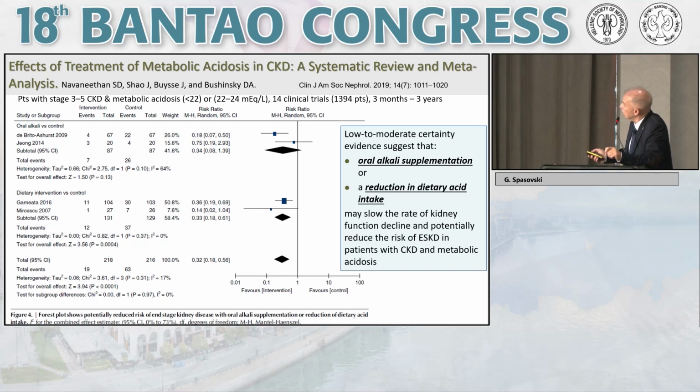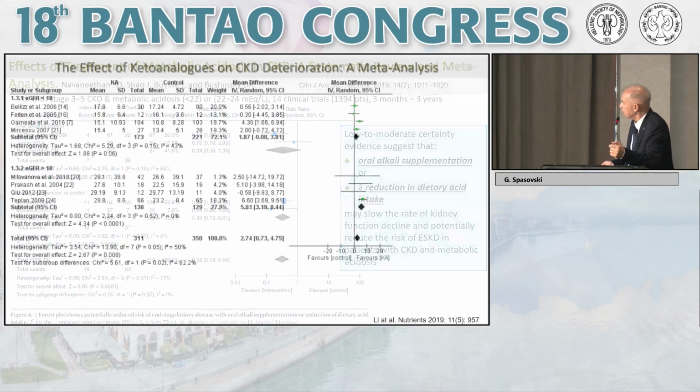In this systematic review and meta-analysis, again about the treatment of metabolic acidosis, you can see here that whether we use oral alkali or dietary intervention, in both cases, to ameliorate acidosis in the patient's body, we have a favorable intervention. So treatment with supplementation in stage 3 to 5 CKD patients with metabolic acidosis, from 14 clinical trials, 1,400 patients, from 3 months to 3 years, use of oral alkali supplementation or reduction in dietary acid intake may slow the rate of kidney function decline and potentially reduce the risk of need for renal replacement therapy.